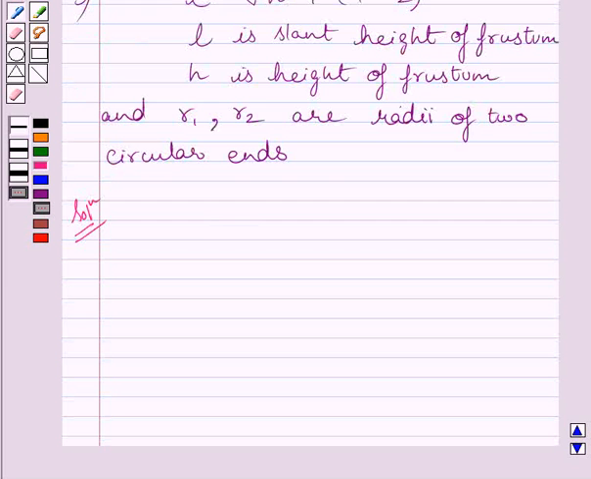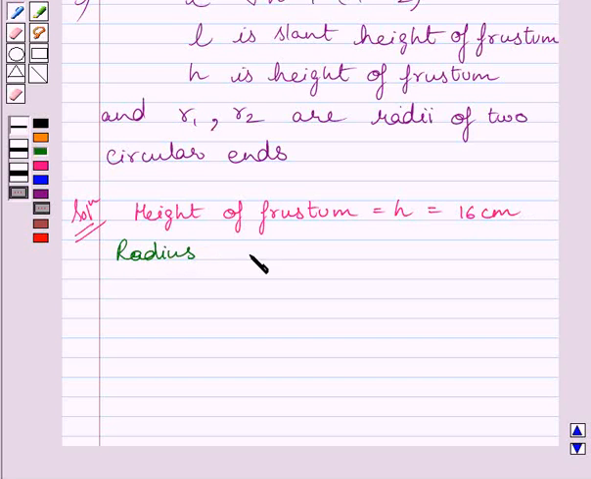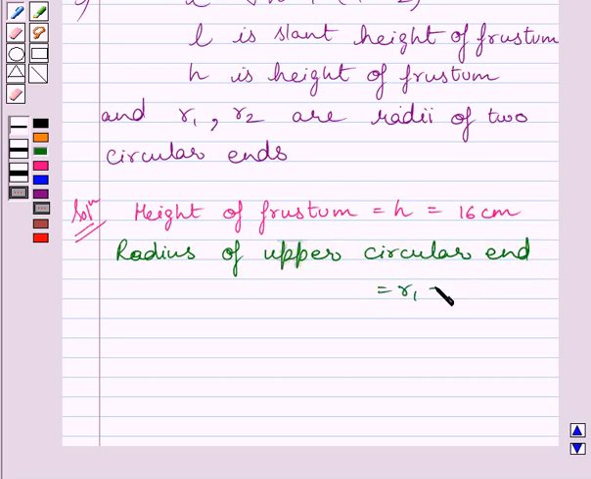Let us now start with the solution. We are given that height of the frustum of a cone is equal to 16 cm. So we can write height of frustum, that is h, is equal to 16 centimeters, and we are also given that radius of upper circular end, that is R1, is equal to 20 centimeters. And radius of lower circular end, that is R2, is equal to 8 centimeters.